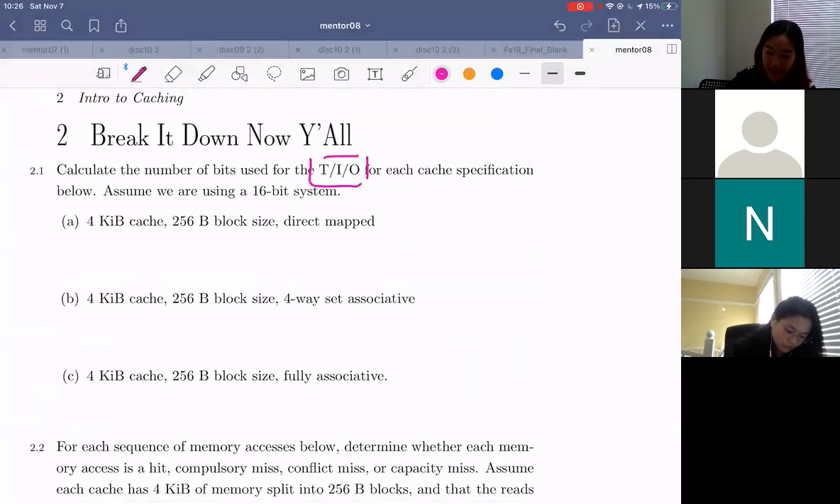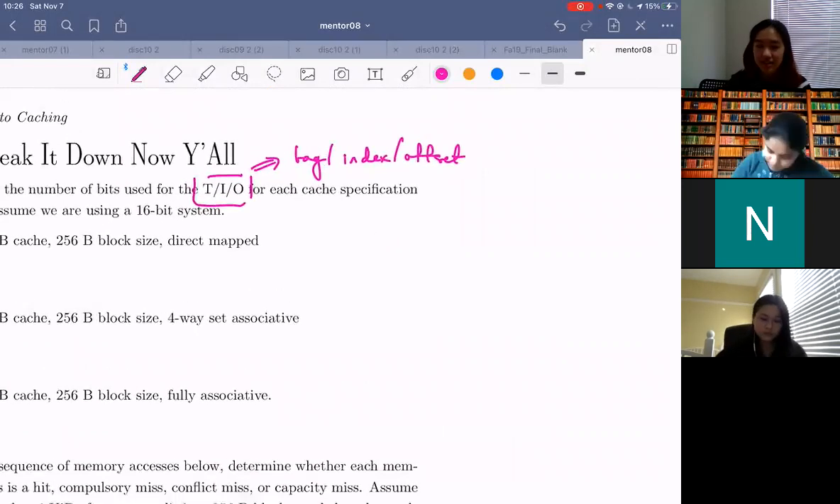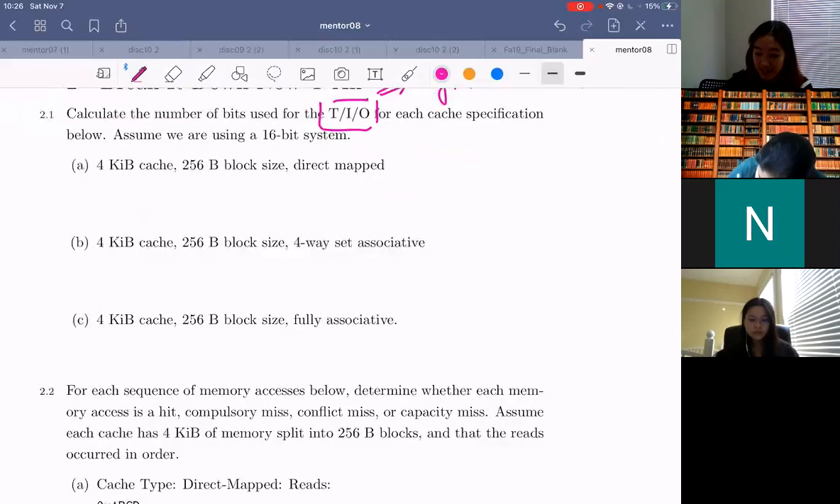TIO stands for, like you said earlier, tag, index, and offset. What each of these refers to allows us to parse the address in a very specific way, so that based on this address you'll be able to tell where a block got loaded from, where it's sitting in the cache, what state it has, and where the data is. So this TIO breakdown is for an address, which means that if you get a hex address, you'll be able to break it down.